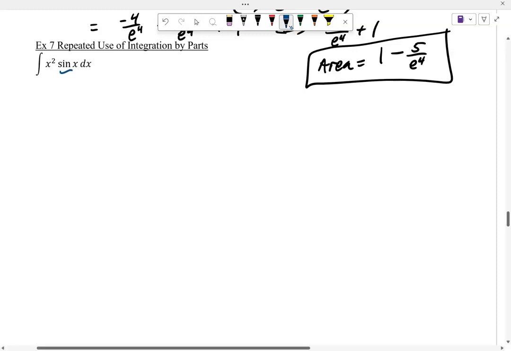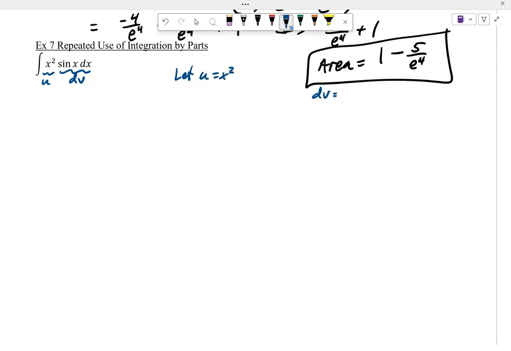All right, I'm going to go ahead and let that be my dv, the so-called more complicated portion, if you will, that I still have a basic integration formula for. And then I'll let that be my u. I'll let u be the x squared, dv be the sine x dx. Let's go ahead and integrate. We got v equals, we got negative cosine here, du equals 2x dx.